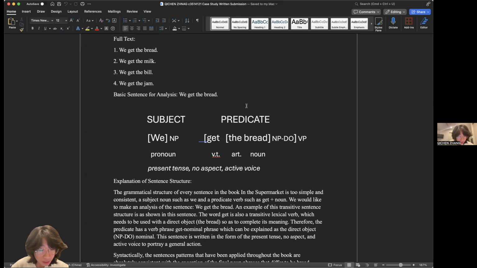The word get is a transitive lexical verb, which needs to be used with a direct object, the bread, so as to complete its meaning. Therefore, the predicate has a verb phrase, get, plus a nominal phrase, which can be explained as the direct object, also called NPDO. This sentence is written in present tense, no aspect, and active voice to portray a general action. Syntactically, the sentence patterns applied throughout the book are absolutely consistent, with the final noun phrases differing: bread, milk, bills, jam.